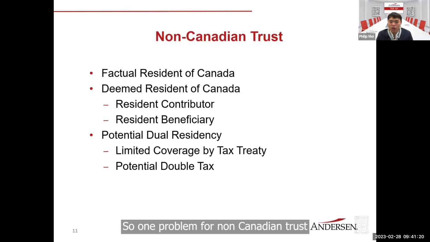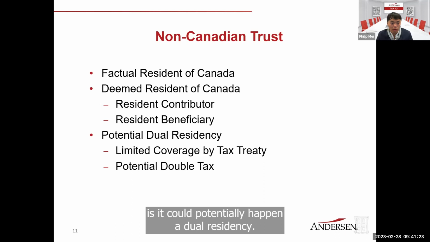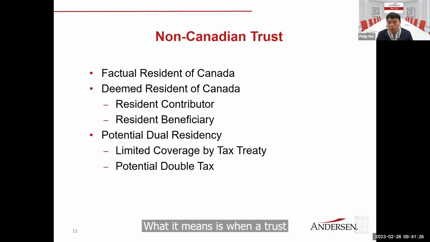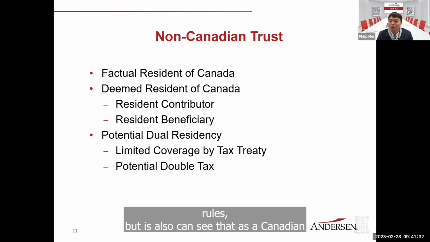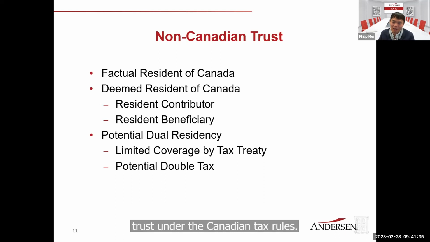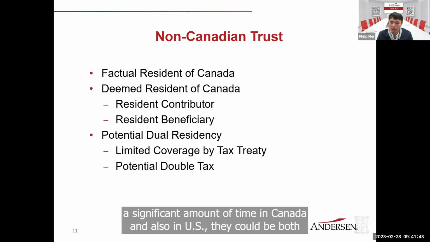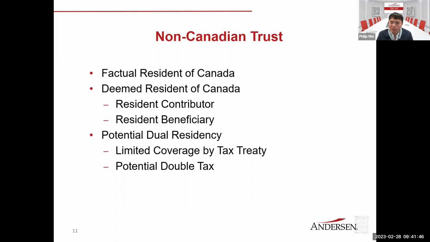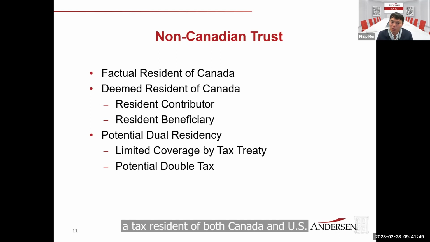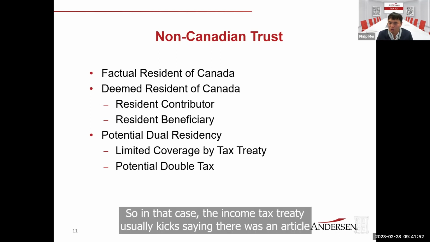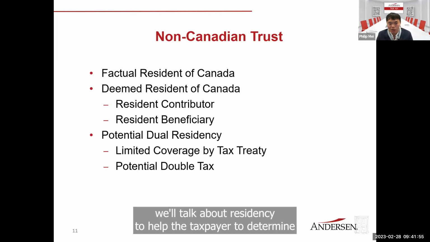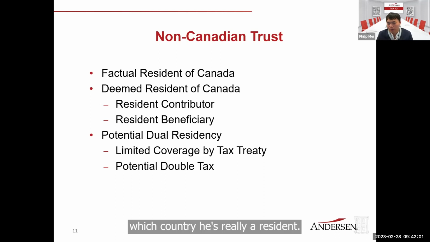So one problem for a non-Canadian trust is that it could potentially have a dual residency. What it means is when a trust is considered a US trust under the US rules, but is also considered a Canadian trust under the Canadian tax rules. It happens a lot for individuals, when a taxpayer is spending a significant amount of time in both Canada and the US. They could be a tax resident of both Canada and the US. So in that case, the income tax treaty usually kicks in. There was an article about residency to help the taxpayer determine which country he's really a resident of.